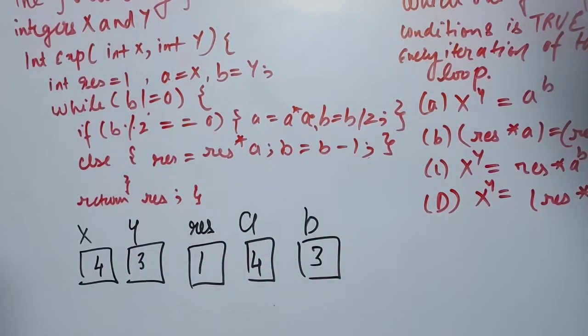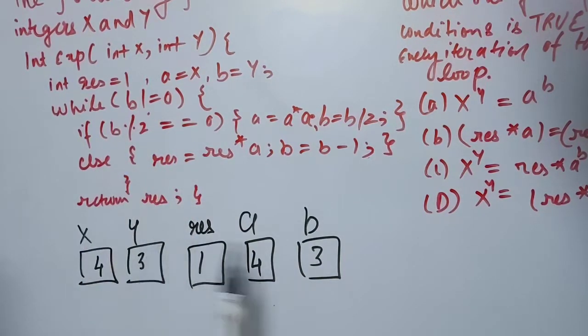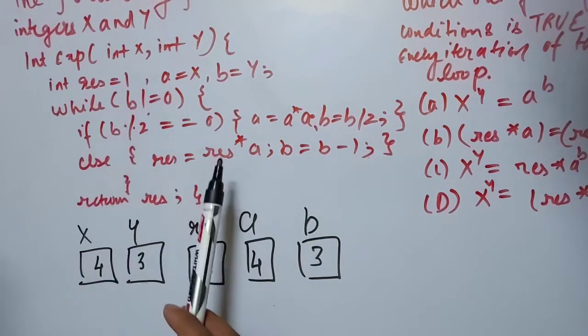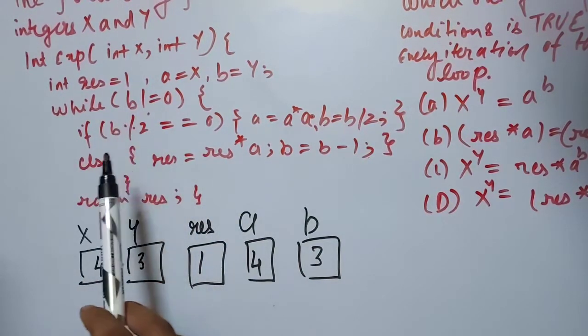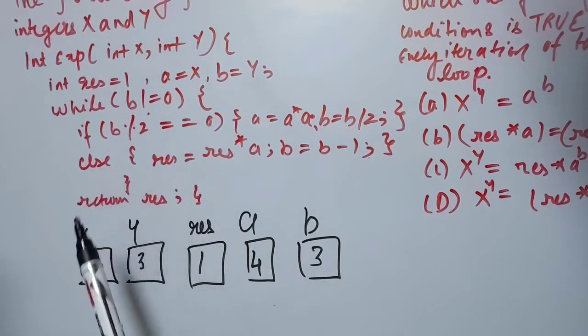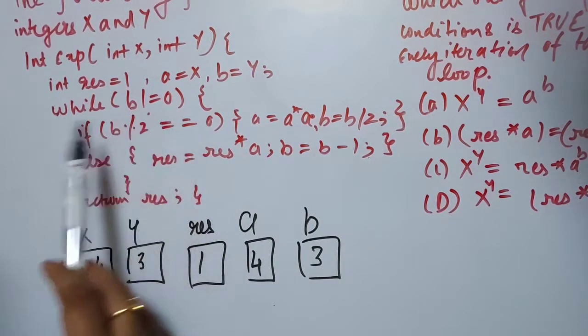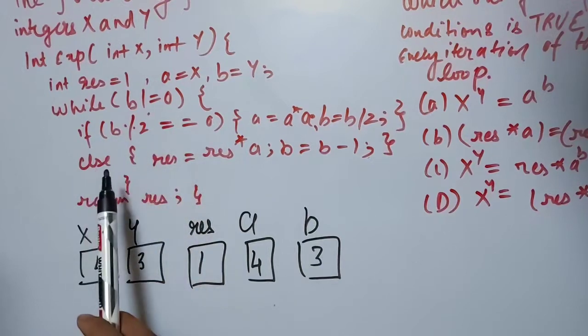Now they're checking while b not equal to 0. Here 3 is not equal to 0, so the condition is true, it will enter the while loop, and now it will check if b percent 2 equal to 0, means it is checking if the value of b is divisible by 2 or not. Now 3 percent 2 is not equal to 0 because it gives 1 as remainder, so the if condition is false. Now it will come to else.